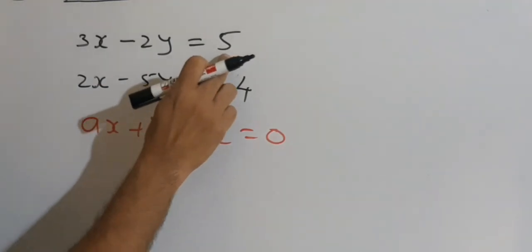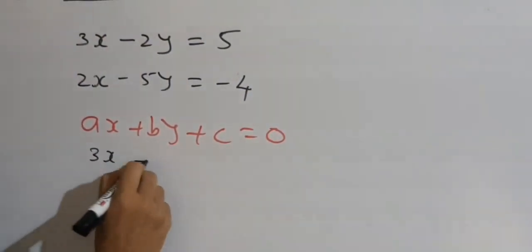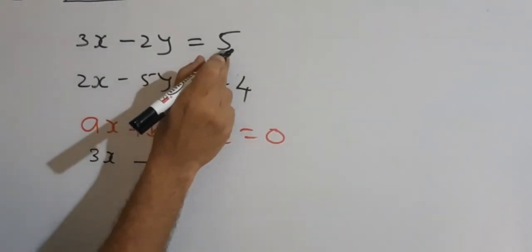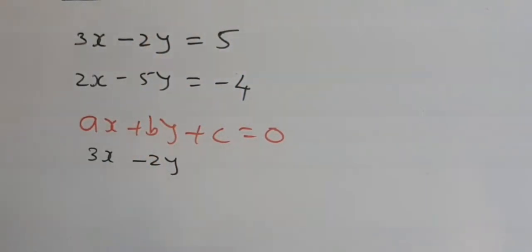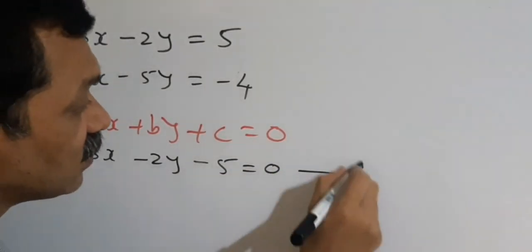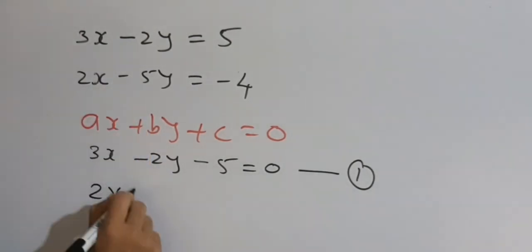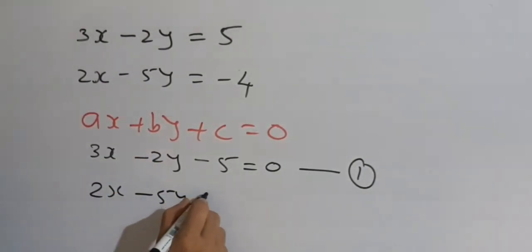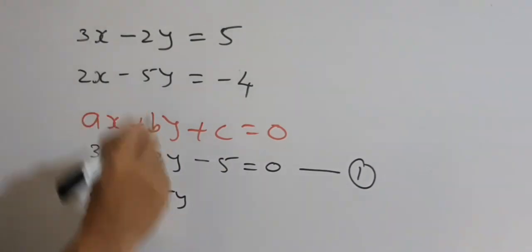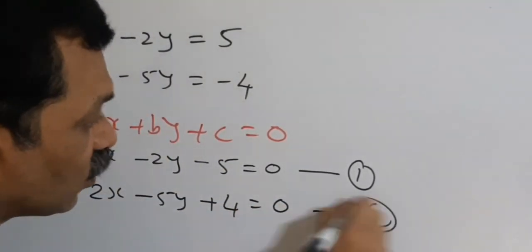What we have to do is take this 5 to this side. So it becomes 3x minus 2y, and this plus 5, when it comes to this side, becomes minus 5 equal to 0. This is our equation number 1. And here, 2x minus 5y, this minus 4, when it comes to this side, becomes plus 4, plus 4 equal to 0. This is equation number 2.